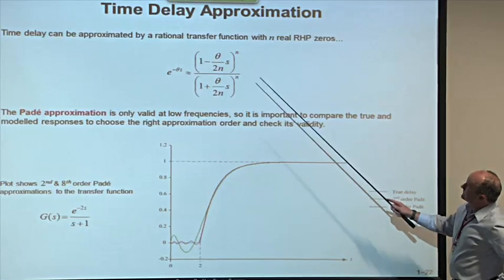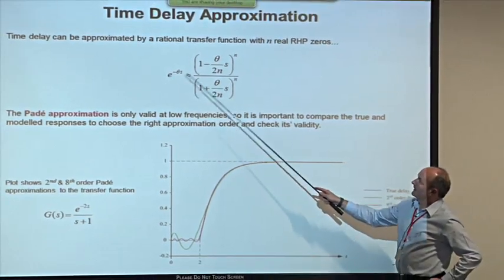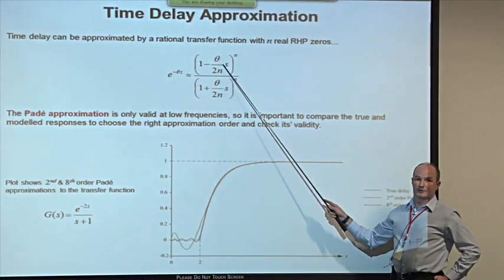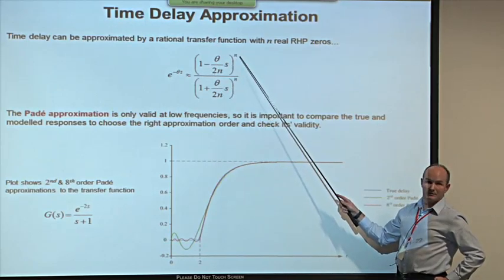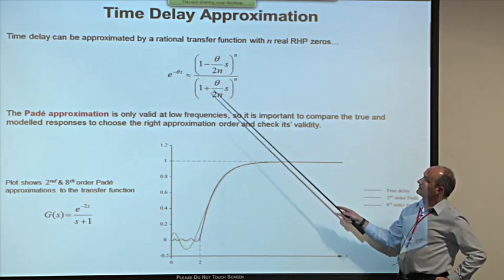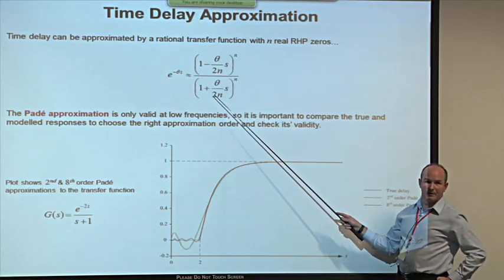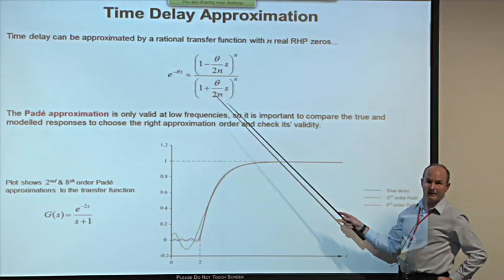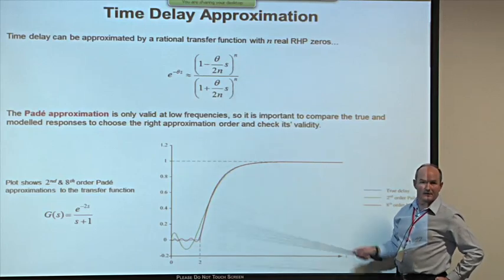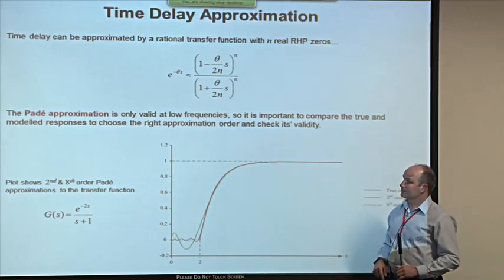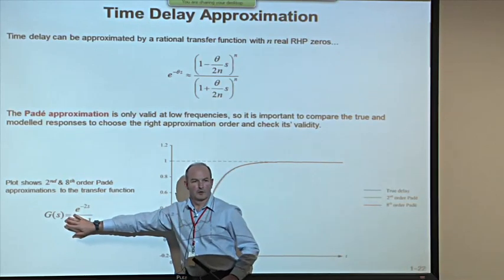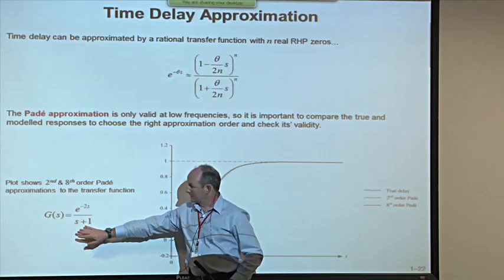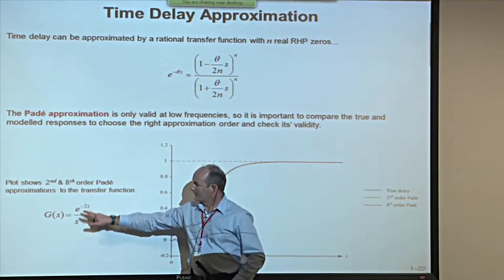The Padé approximation works by approximating time delay with a number, and you can choose the number, of right half plane zeros, n is the number you choose to apply, each of which is balanced with a left half-plane pole at the same frequency. Each time that you put another one of these in, you're going to end up with another crossing of that start value.